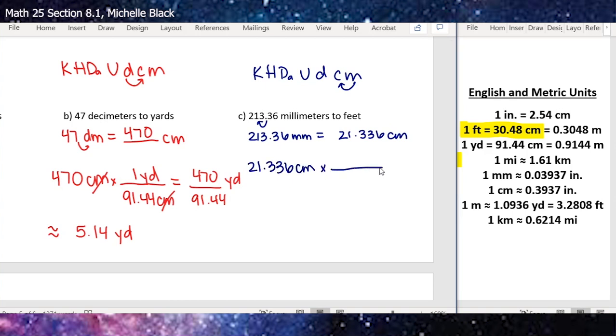So now using this centimeter value, I can multiply this by 1 foot over 30.48 centimeters. Centimeters will cancel. I'll be left with feet. I need to divide these two values to get 0.7 feet.